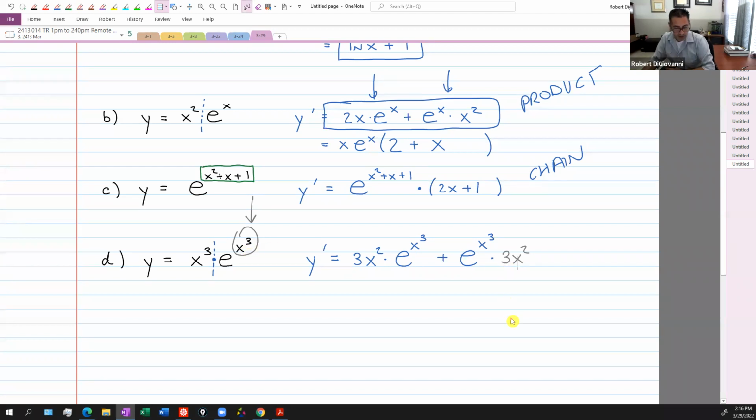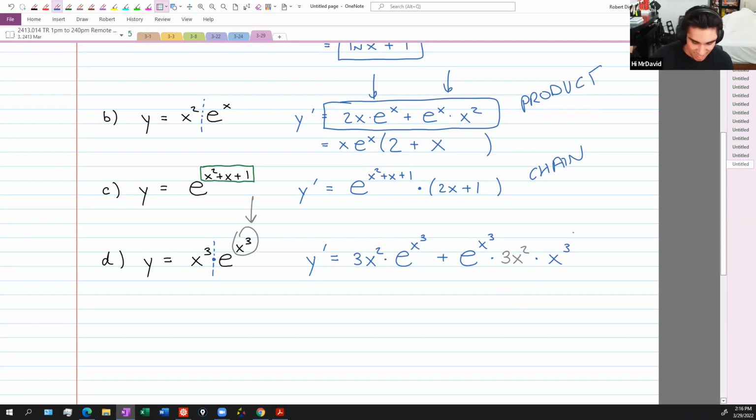Are you done? No, 3x squared again. Or not 3x squared. The first function, right? Without a derivative, x cubed. Yeah, x cubed. There you go. Oh, I got a little bit confused there. No, you did good. You did good.